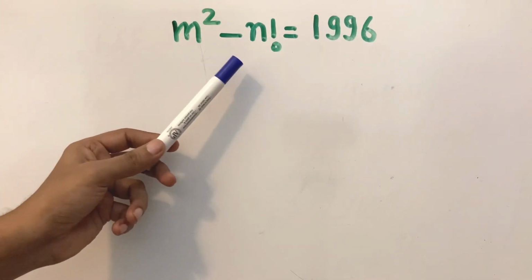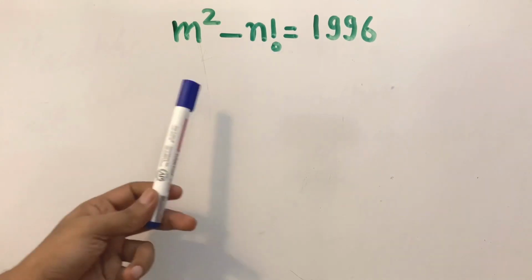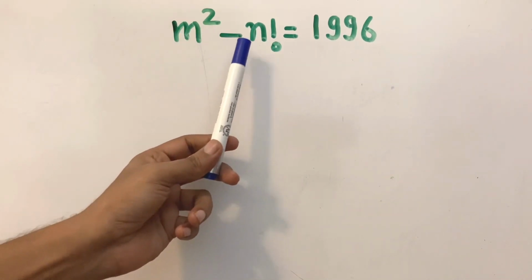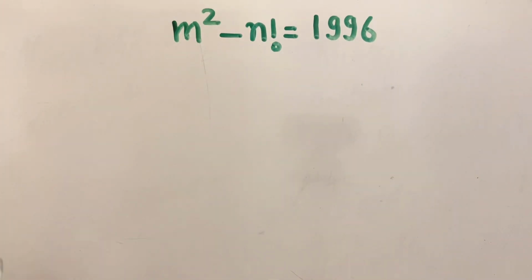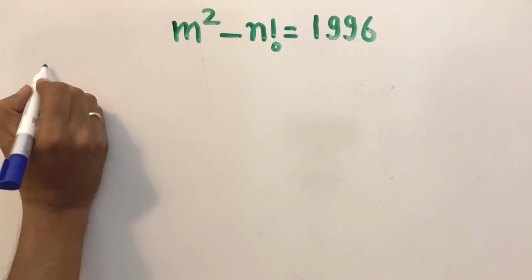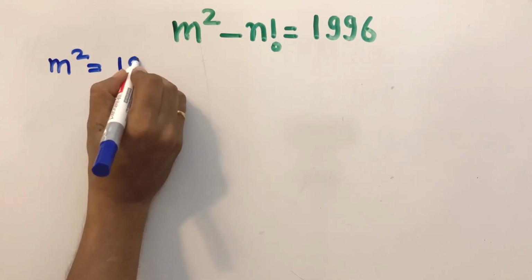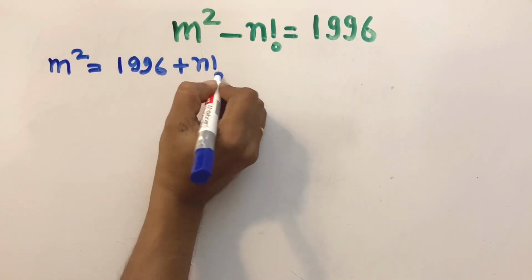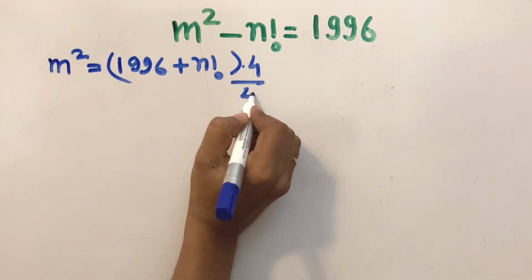In this problem, we have to find two unknown numbers m and n, which satisfy this equation: m square minus n factorial is equal to 1996. This equation can also be written as m square is equal to 1996 plus n factorial. Now multiply and divide by 4.